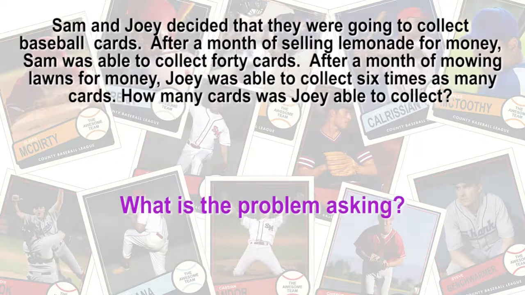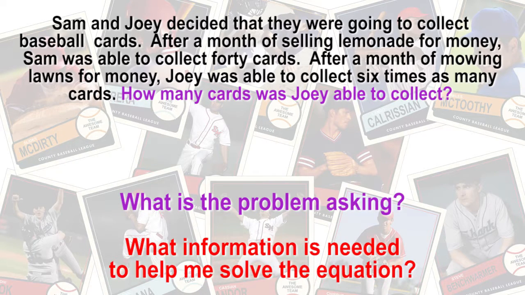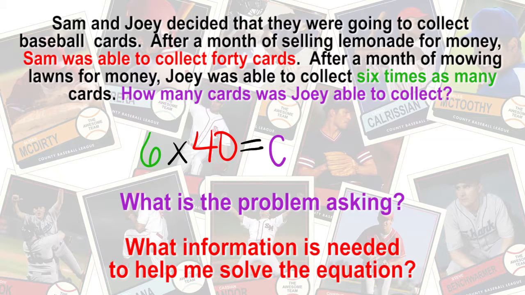Students would ask themselves, what is the problem asking? The problem is asking how many cards Joey was able to collect after a month of working. They would then ask themselves, what information in the problem will help me create an equation? The problem stated that Sam collected 40 cards and Joey collected 6 times as many. The equation is 6 times 40 equals C, C representing the baseball cards. Finally, they would answer the letter C, which is 240, or 240 baseball cards were collected by Joey.